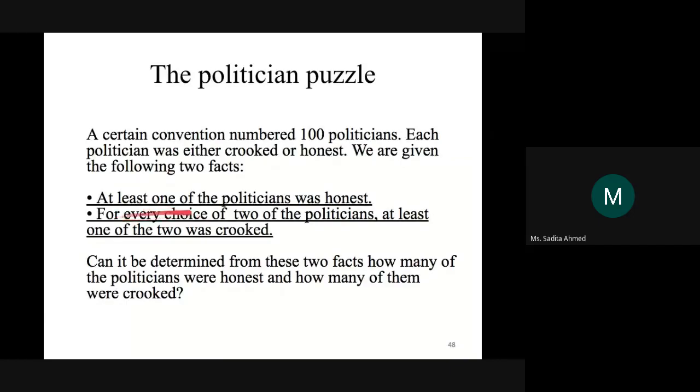See here, what does it say? For every choice of two politicians, if we are allowed to make every single choice, if we are allowed to make any possible combination. Yes, but this does not state that one has to be honest in this choice.